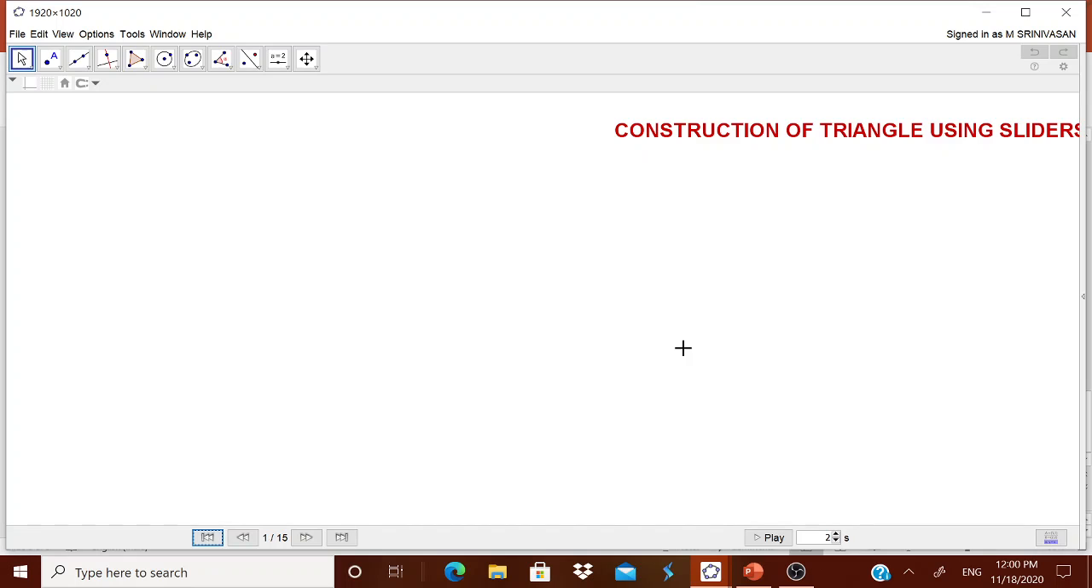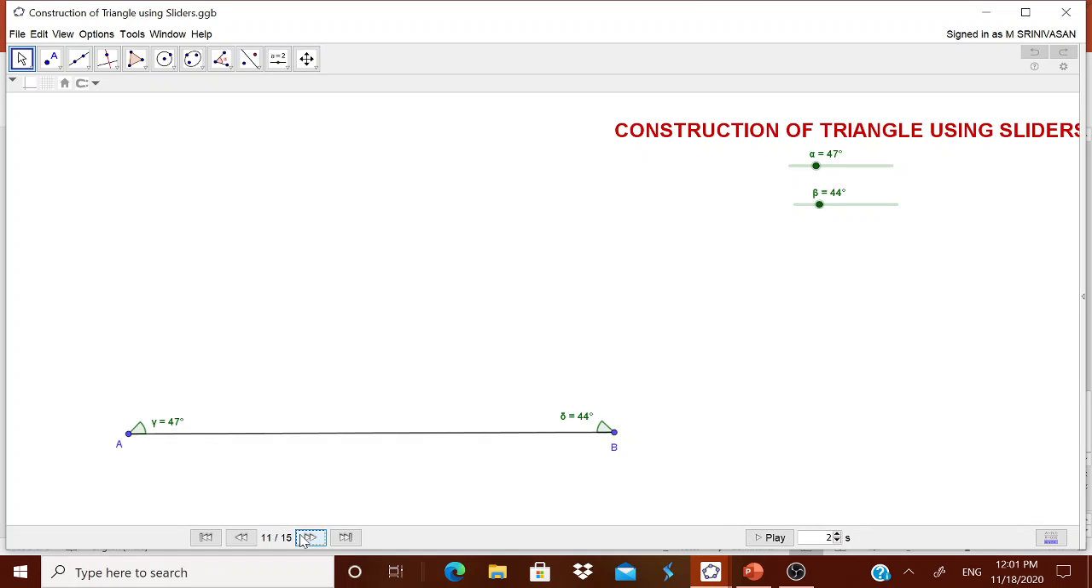We are going to prepare the construction of a triangle using sliders. I will take two sliders for two angles. No need for the third angle, because if two angles are fixed, the third angle will get automatically fixed. I will take a segment and I will draw the first angle, the second angle, and the ray meet at C, and ABC is formed now.